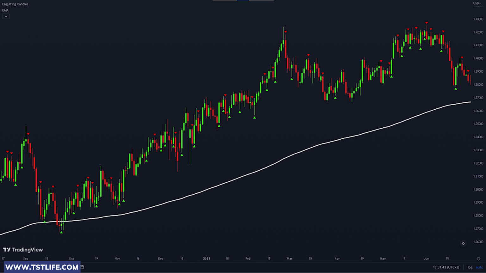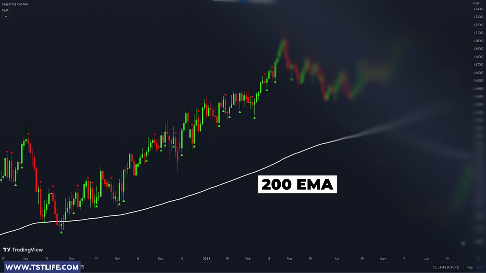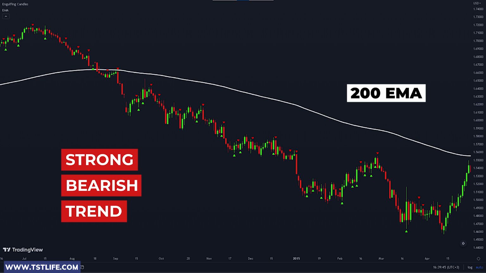Usually, when the EMA is ascending and the price of an asset is trading above it, it indicates a bullish trend, while a falling EMA and price trading below it could suggest a bearish trend.